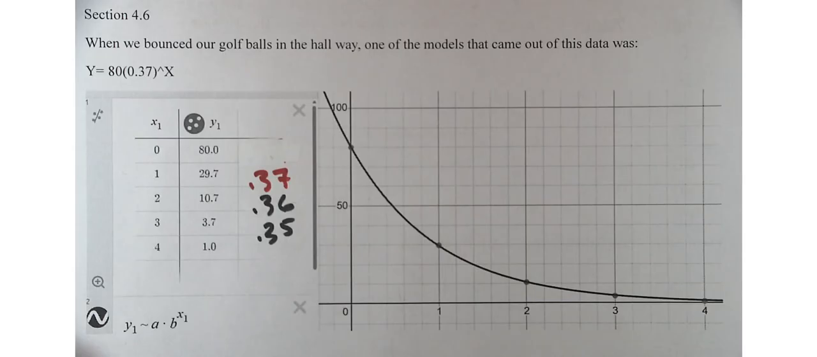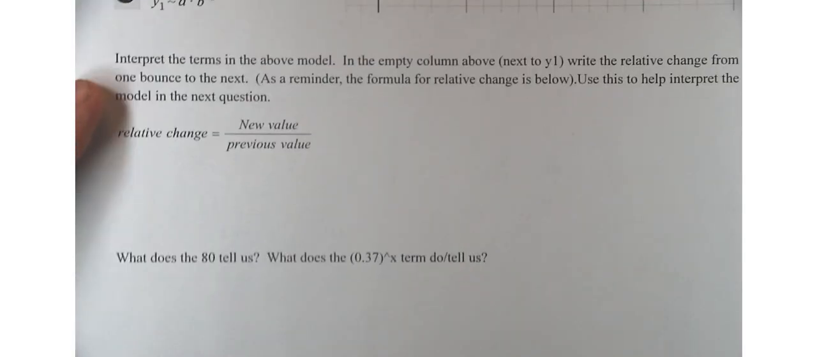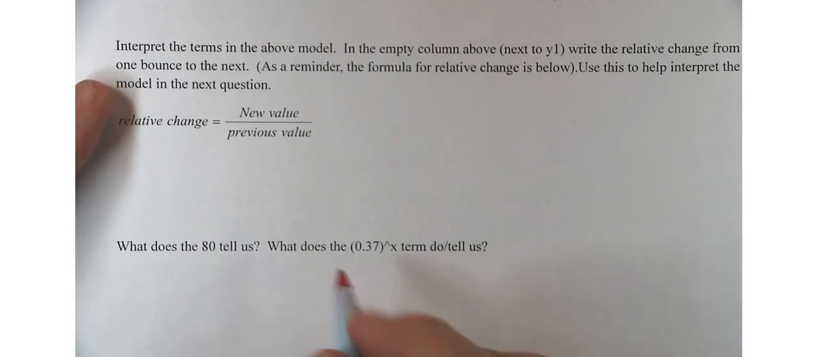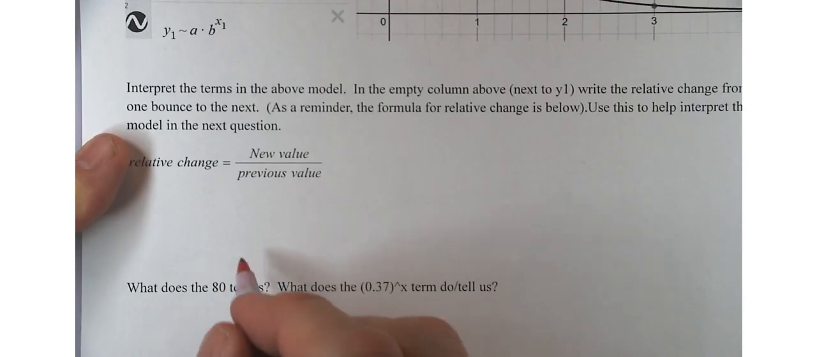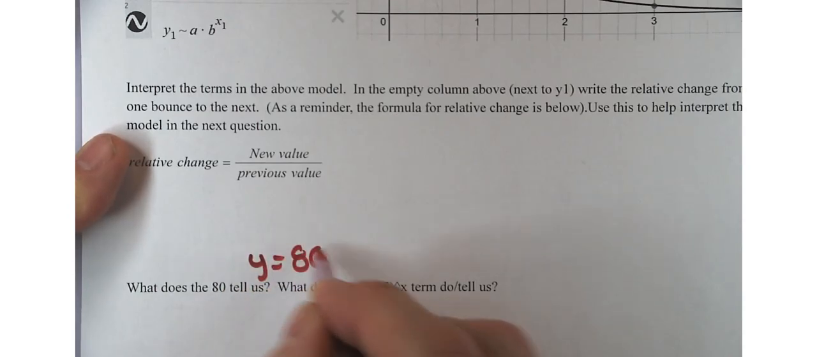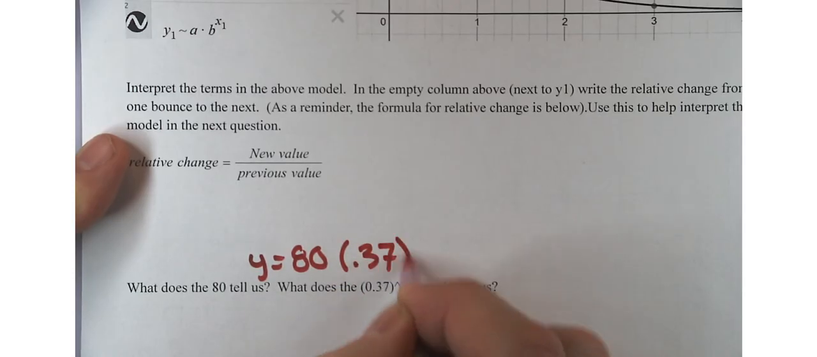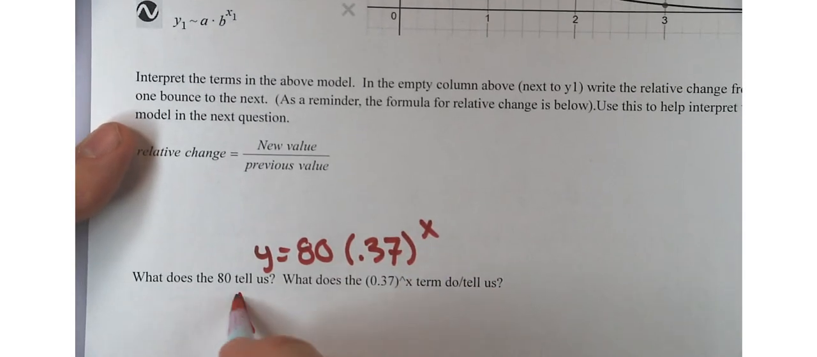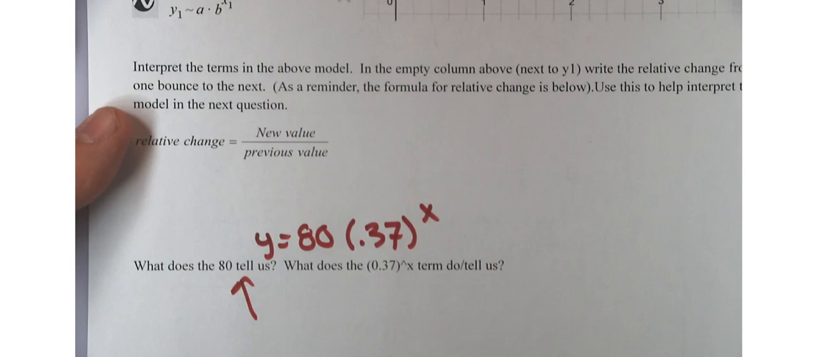Good job. What did the 80 tell us in our model? Our exponential model was this. It was y equals 80 times 0.37 to the x. What's the 80 tell us? Starting dropping. Yeah, the starting height.